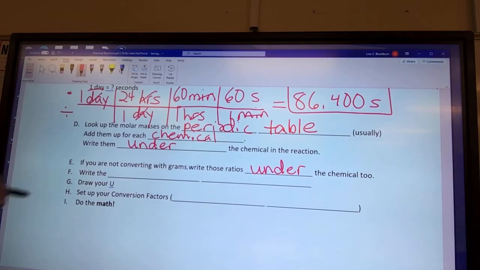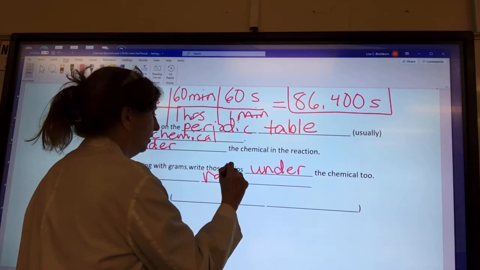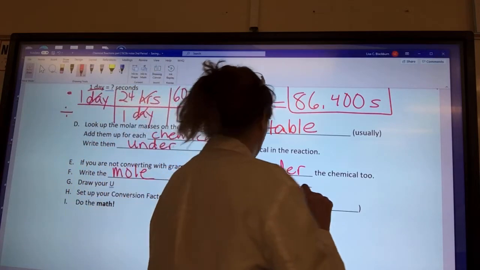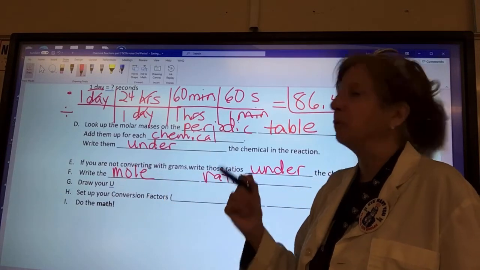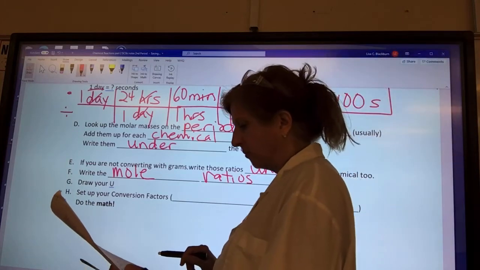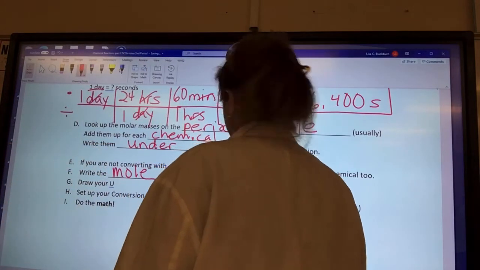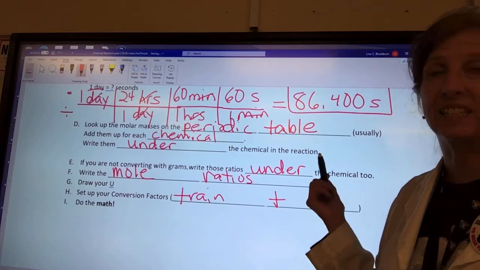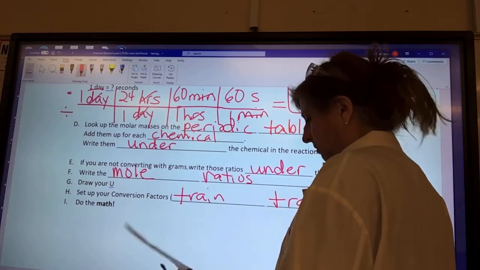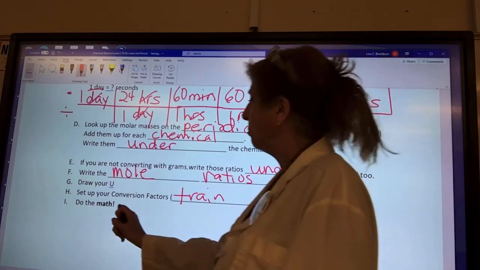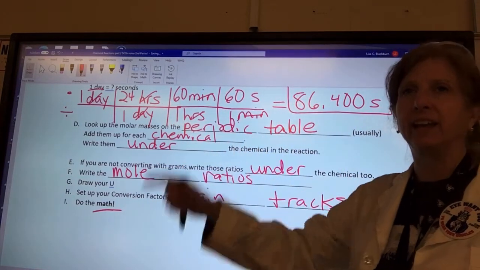Okay, then next you write the mole ratios from the balanced equation. Then we're going to draw a letter U. And you'll see why in just a minute. And then we're going to set up our conversion factors using train tracks. Because I don't like parentheses. I've seen kids get it wrong because their parentheses turned into sixes. And then they got the wrong thing. Train tracks. And then you put it in your calculator to do the math. That's the easy part, putting it in your calculator, getting the answer.